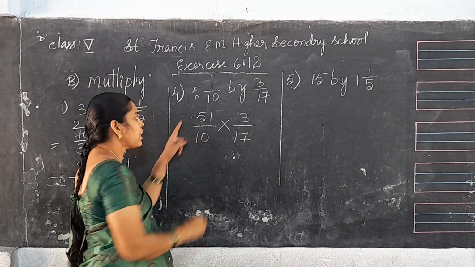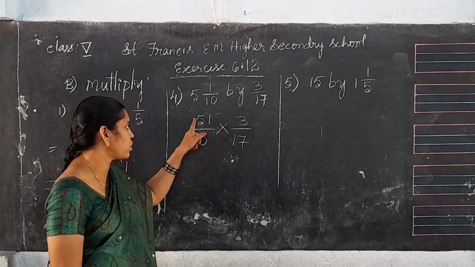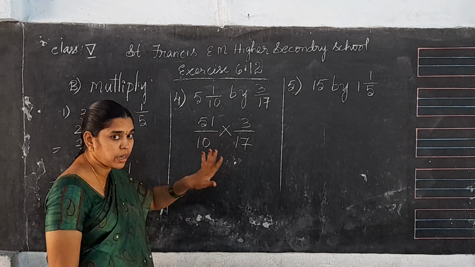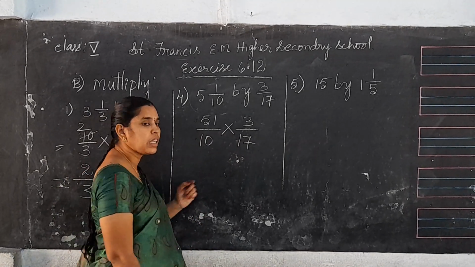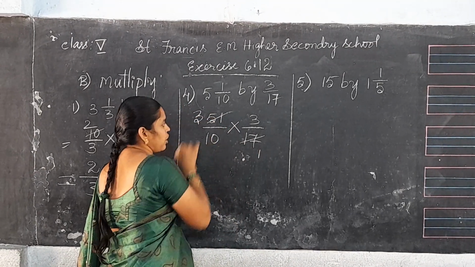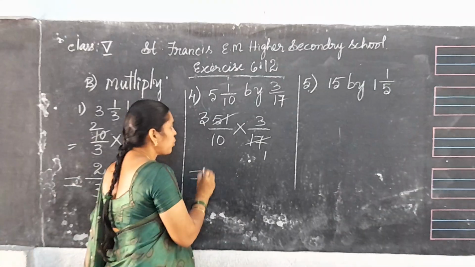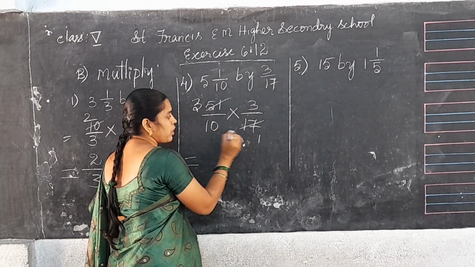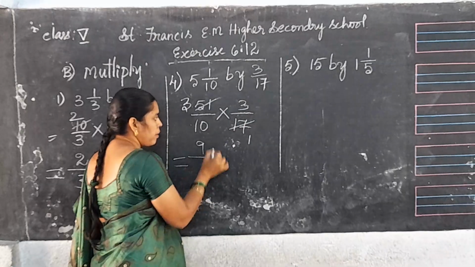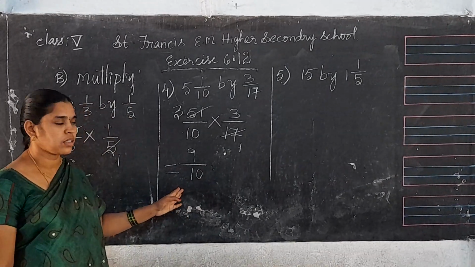In these two numbers, any common factor? No. So now you check these two numbers, 51, 7. Any common factor? See, I am saying numerator and denominator, I am checking those two only. Right, 17 is the common factor. 17 1s are 17, 17 3s are 51. Now in these two numbers, any common factor? No. Now you do numerator into numerator by denominator into denominator. 3 3s are 9 by 10 1s are 10. This is a proper fraction, like this.